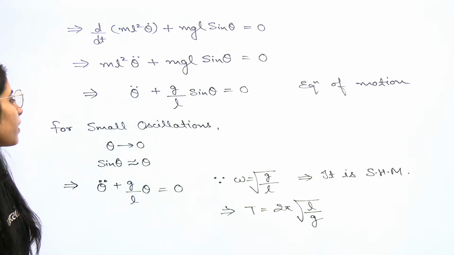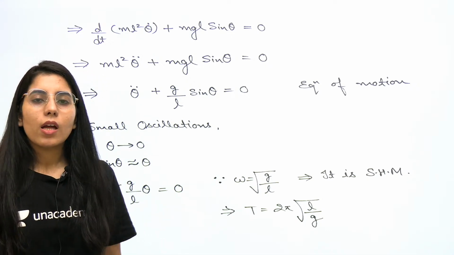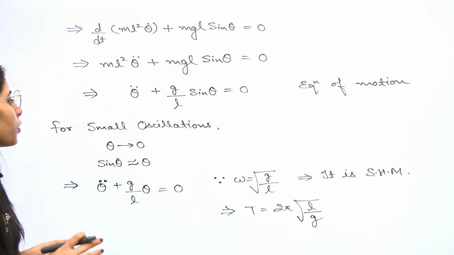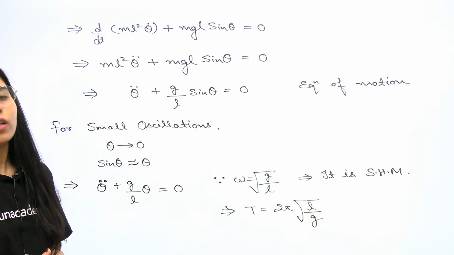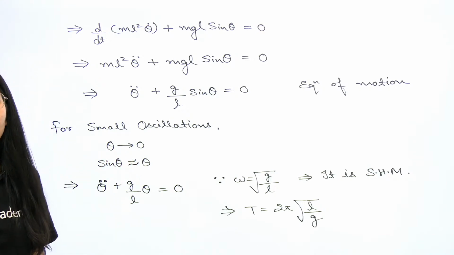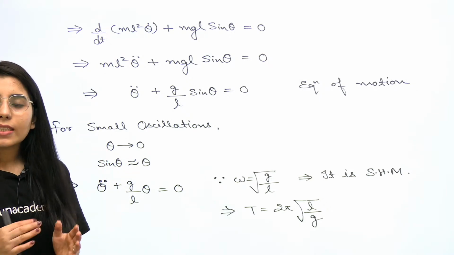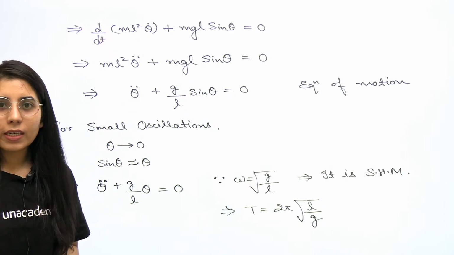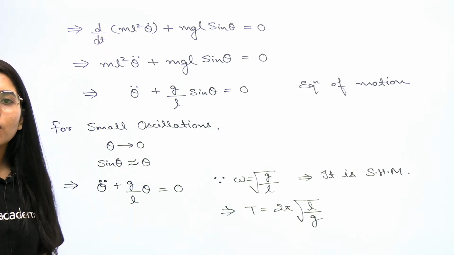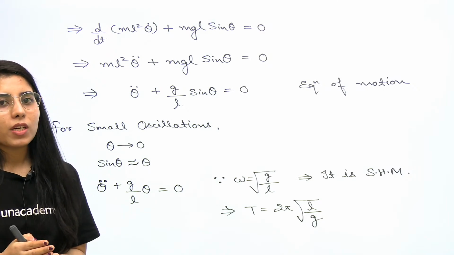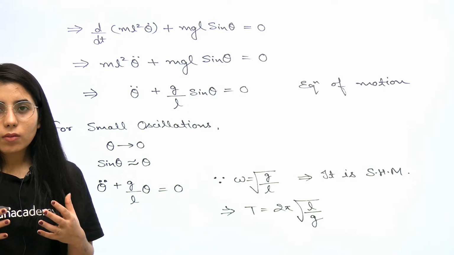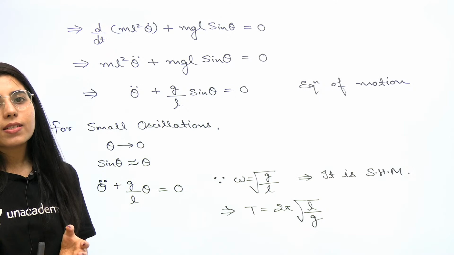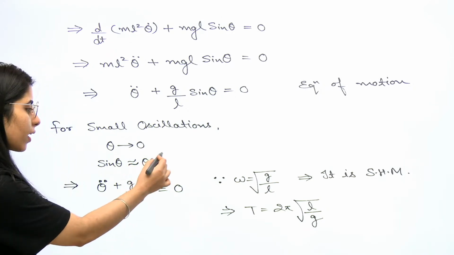So after this, since we are considering small oscillation, that means theta is small. Once you apply this condition that theta is tending to 0, we know the condition regarding sine: sine theta is approximately equal to theta. This condition is very important, don't miss it, because in any of the subjects, questions or expressions, you may need the expression related to sine theta. So whenever theta is small, you can write sine theta as theta.